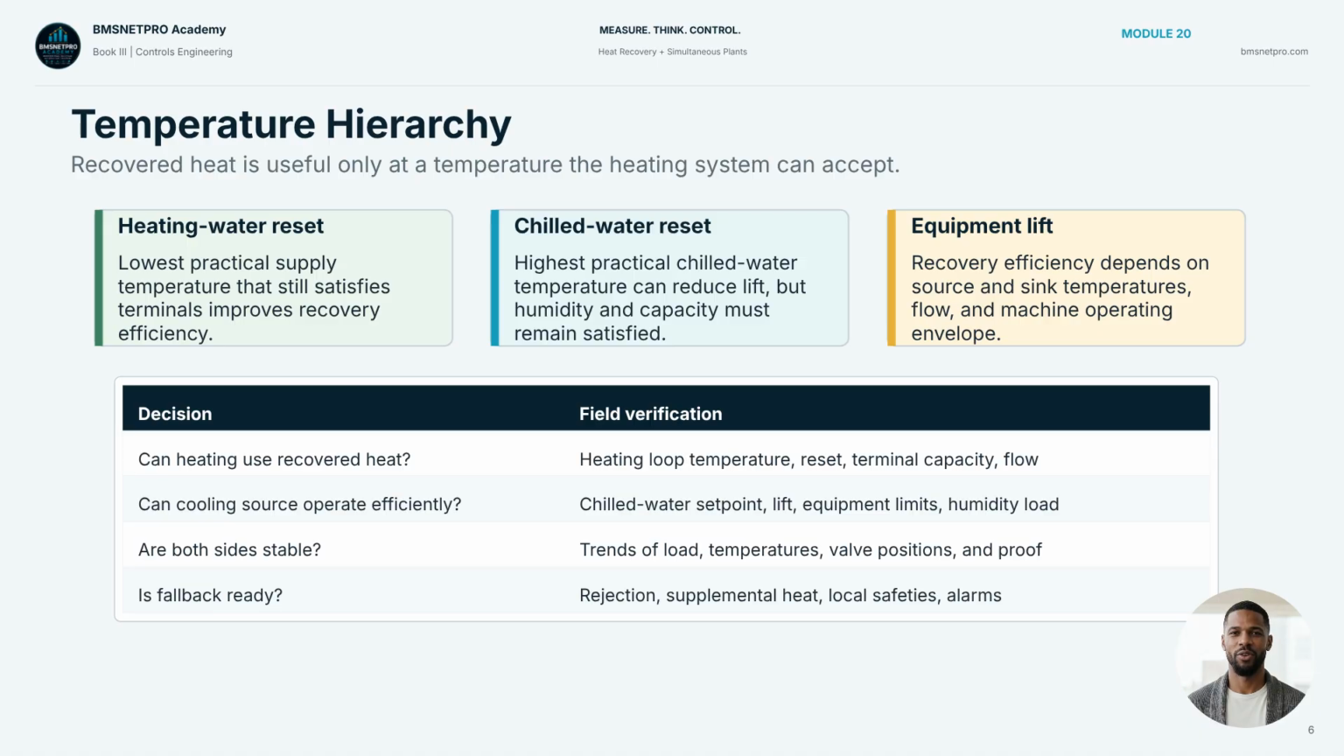Recovered heat is useful only at a temperature the heating system can accept. Heating water reset and chilled water requirements should be coordinated with equipment lift and efficiency. A system may prioritize the lowest practical heating water temperature and the highest practical chilled water temperature compatible with loads. This can improve recovery efficiency, but terminal capacity, humidity control, and equipment limits must remain satisfied.